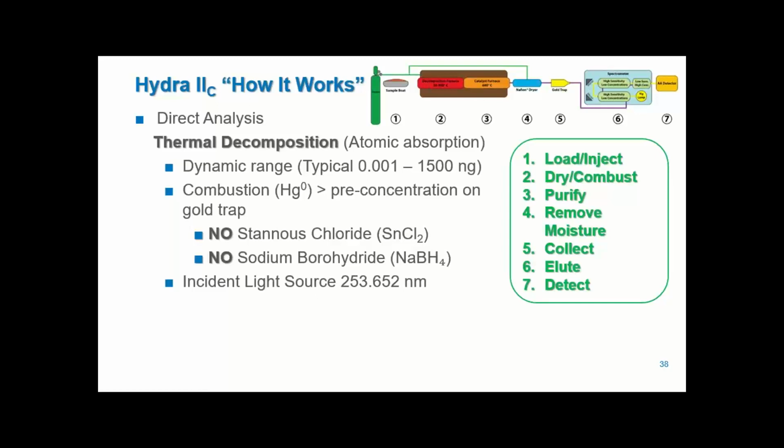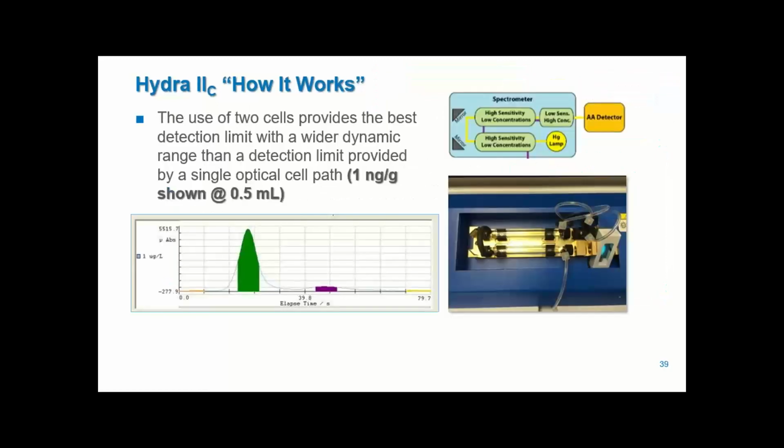So we load and inject the sample into the furnace. We dry and combust it in stages. We purify the sample in the catalyst tube. We remove moisture in the Nafion dryer. We collect it on the gold trap, dilute it, and then we detect it.